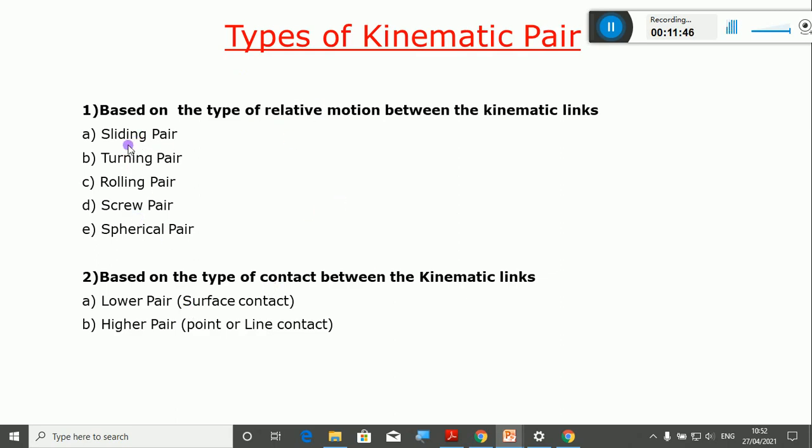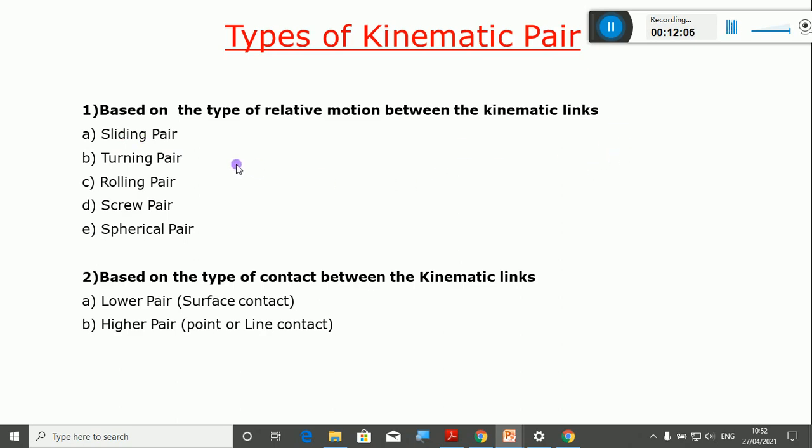First, I'll start with this one, sliding pair. Based on the type of relative motion between two kinematic links, I'll try to complete all these seven types of kinematic pairs. Shall I start with this one, sliding pair?